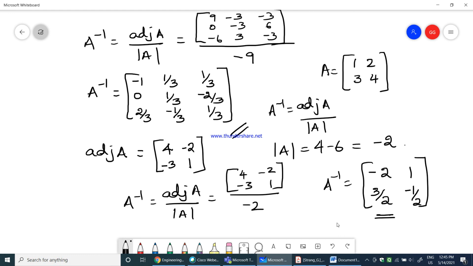Okay, finding inverse for 2 cross 2 is simple, but finding inverse for 3 cross 3 is what the method I have explained till now. Please rewind, and if you couldn't understand, you can rewatch the video again to understand.